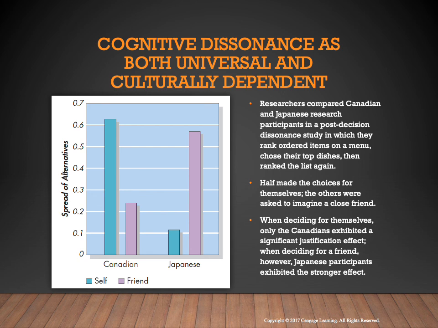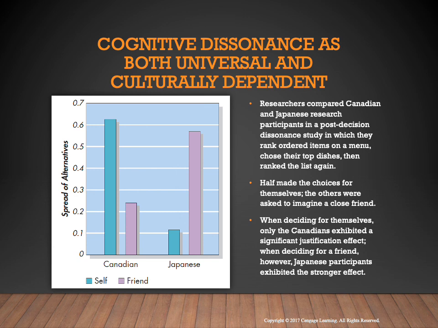Here we see the results of a study where researchers compared cognitive dissonance in Western participants and East Asian participants. Researchers compared Canadian and Japanese research participants in a post-decision dissonance study in which they rank-ordered items on a menu and chose their top dishes and then ranked the list again. Half made choices for themselves and the other half were asked to imagine a chosen friend who they knew a good deal about. When deciding for themselves, only Canadians exhibited a self-justification effect, and when deciding for a friend, however, Japanese participants exhibited a stronger effect.